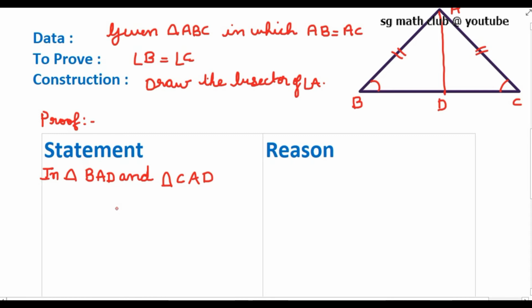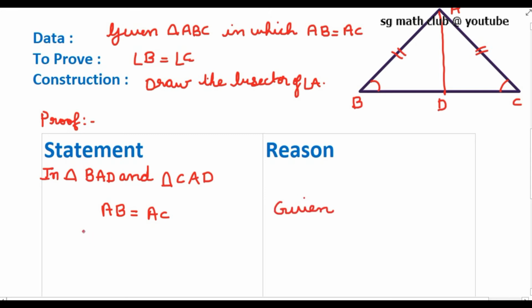So any one of the congruence rules you can use to prove that these two triangles are congruent. Finally we say that the corresponding parts of the congruent triangles are equal, and we will prove that angles opposite to equal sides of the triangle are equal. So for that I have considered these two triangles. Now we can take the parameters AB equal to AC. It is already given in the data.